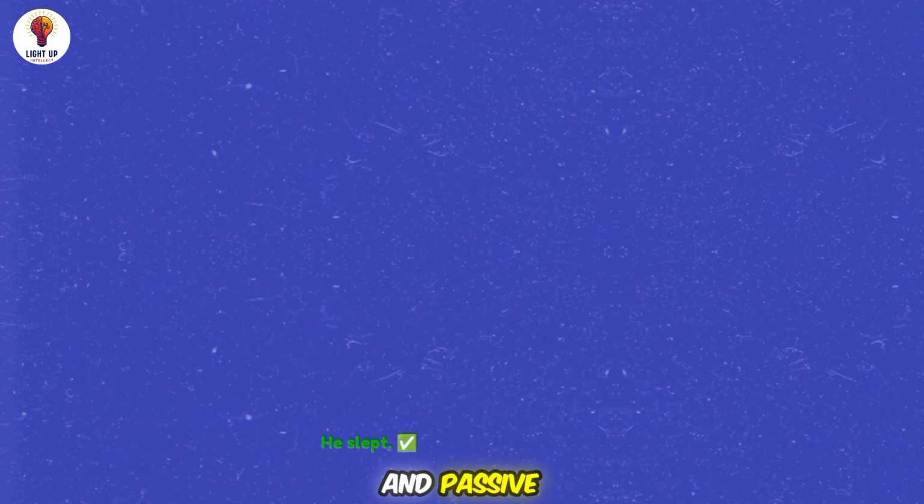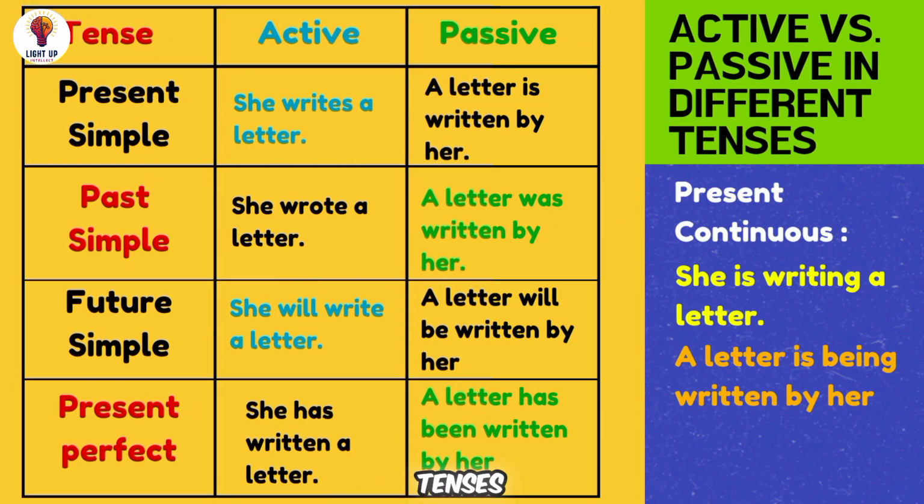Let's see how active and passive voice change across different tenses. Some tenses, like present continuous, she is writing a letter, can also be changed to passive. A letter is being written by her, but they're less common in everyday speech.